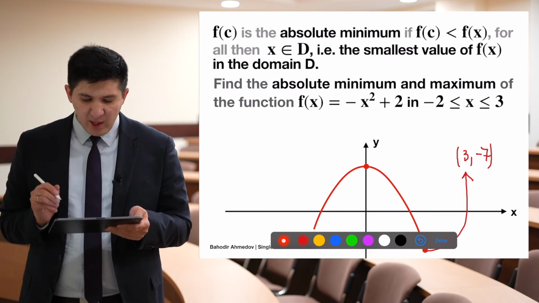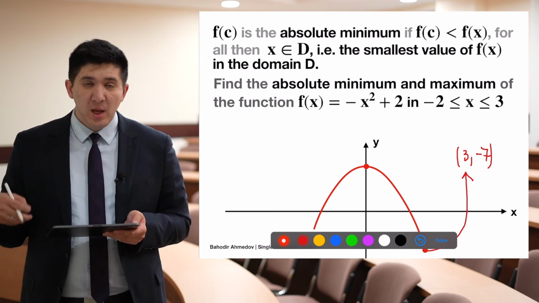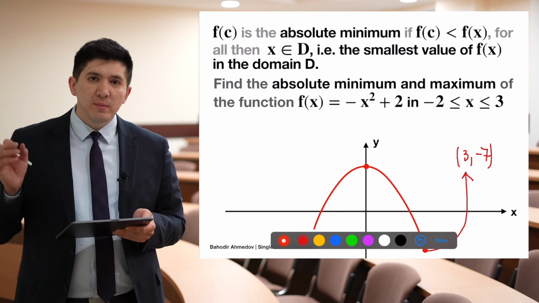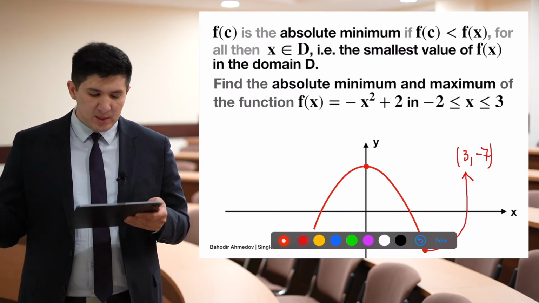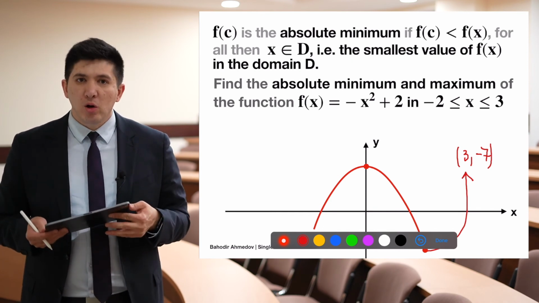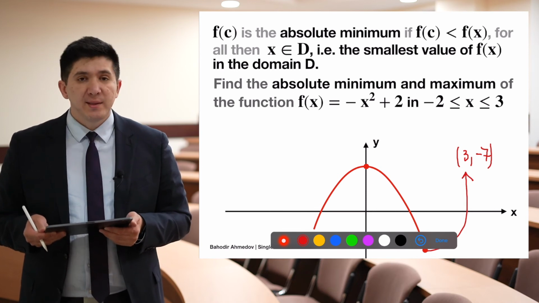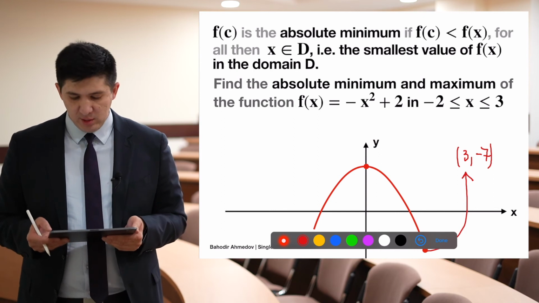So at this point here again, the curve is reaching its absolute minimum. But again, it is not the local minimum, okay? The local minimum can be the absolute minimum, but the absolute minimum is something different from the local minimum. Local minimum is when the curve was decreasing and then increasing. The absolute minimum is the smallest value of the curve in the given domain.